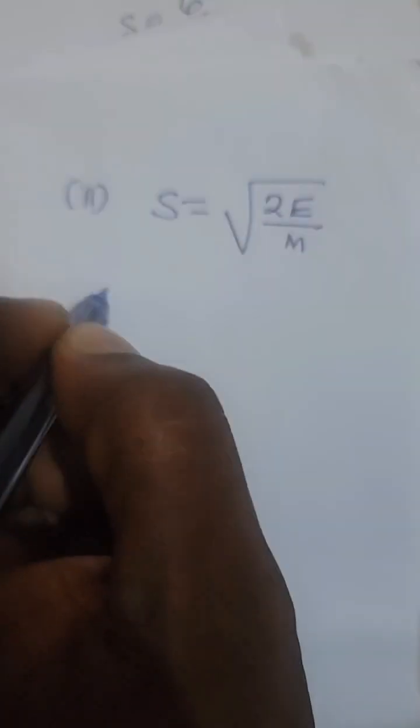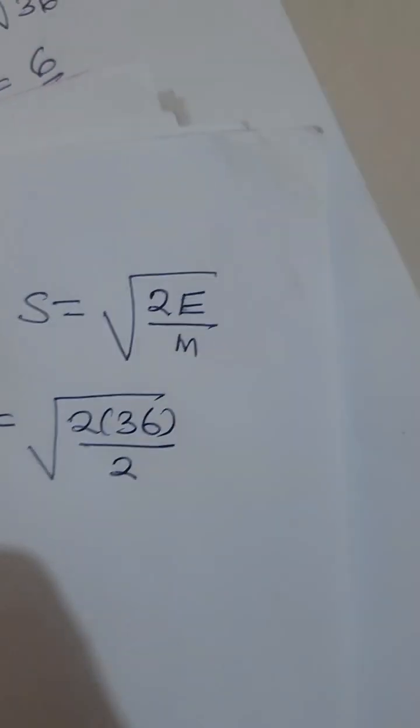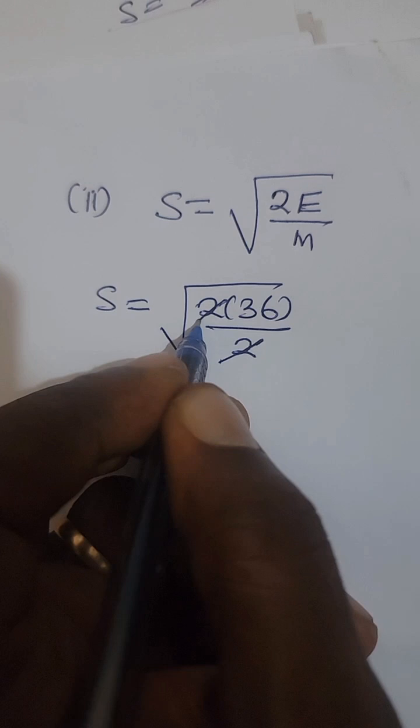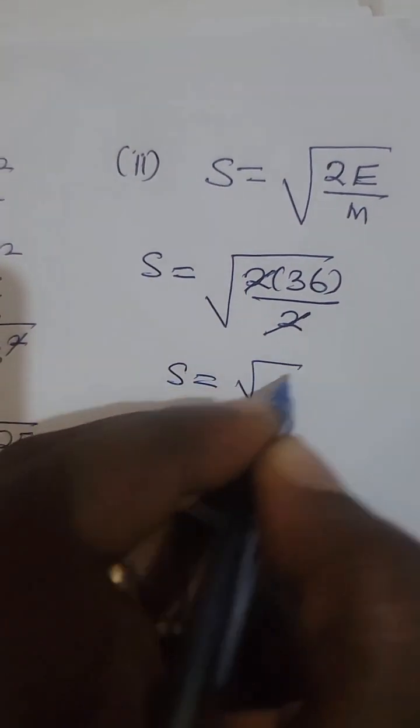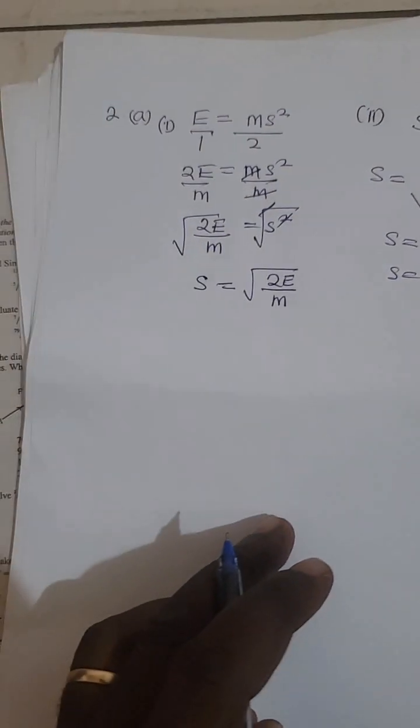Now 2a ii, find the value of s if m is 2 and E is 36. So s is equal to the square root of 2E out of m. So square root of 2 times E, the value of E is 36 from the question, and m is 2. So I substitute that. The 2 goes off here. So s should be equal to root 36, and that is 6. And that ends it for question number A.